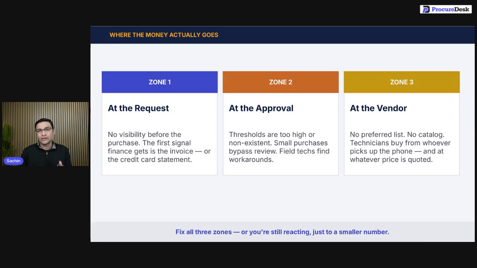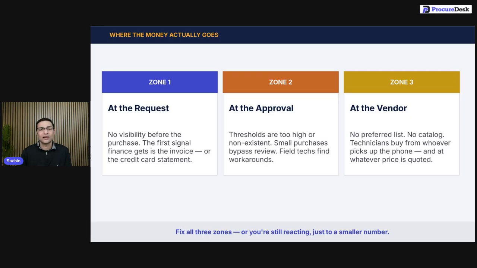So, at the request level, it is if companies do not have a process to receive the request, or if somebody wants to buy something, is there a requisition process for that? And if you don't have it, then people just keep buying, right? Or you might have a process for only large purchases like 100,000 and above, then nobody's even putting a request in, so the spend just keeps on happening. You just react to it. You don't have visibility into it.